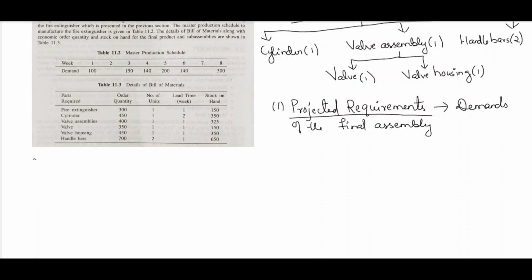And then we know that stock on hand, a term we are very much used to, is the inventory. Stock on hand is the inventory that we have stored for our future use. And then the next term is our planned order release.